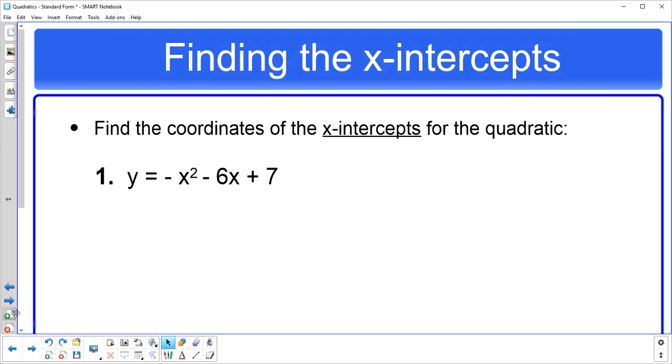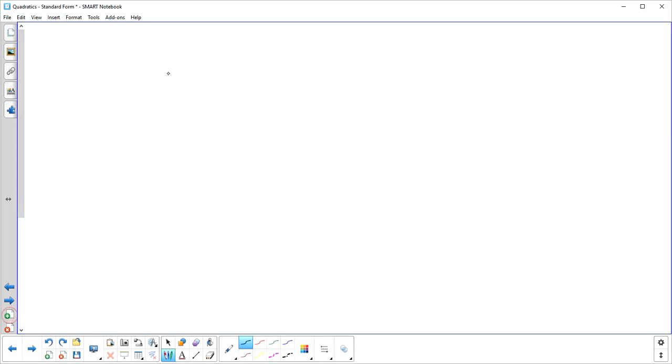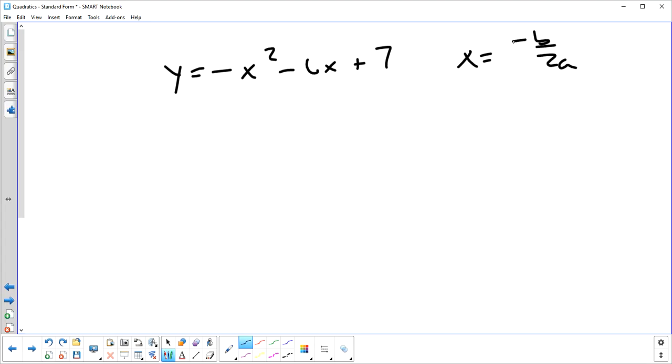Okay, so for this, before we do that, we're going to look at how to find the vertex. So I'm going to recopy that problem down. Negative x squared minus 6x plus 7. And to find our vertex, we start by doing our negative b over 2a. So that negative b means the opposite sign, so we're going to have 6 over 2 times a negative 1, which is our a value, so really negative 2, which tells us that x is negative 3.